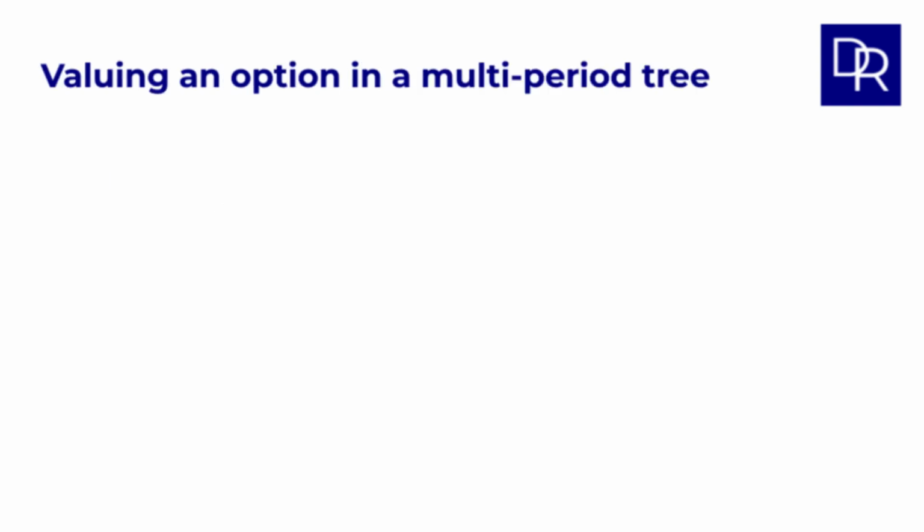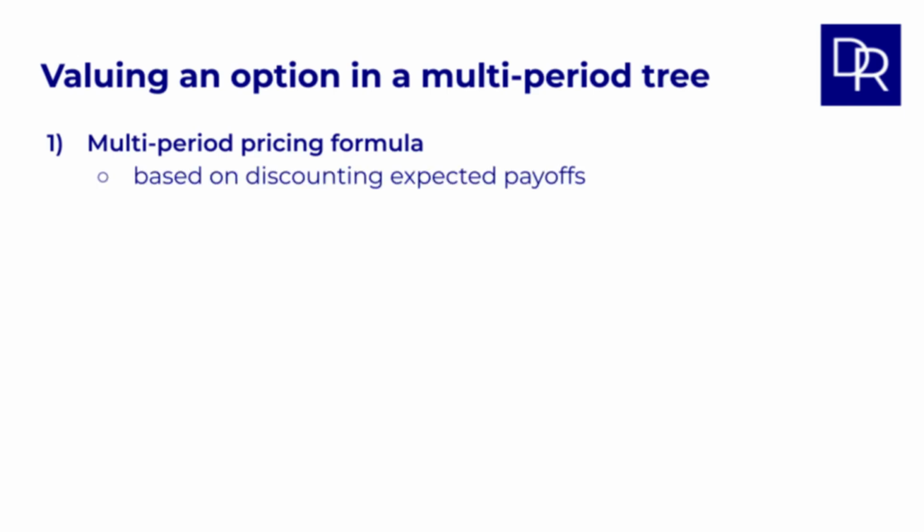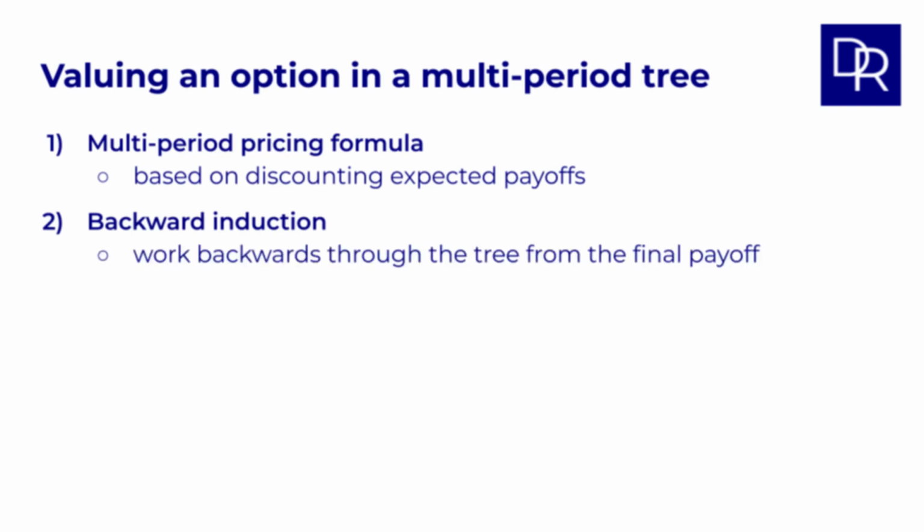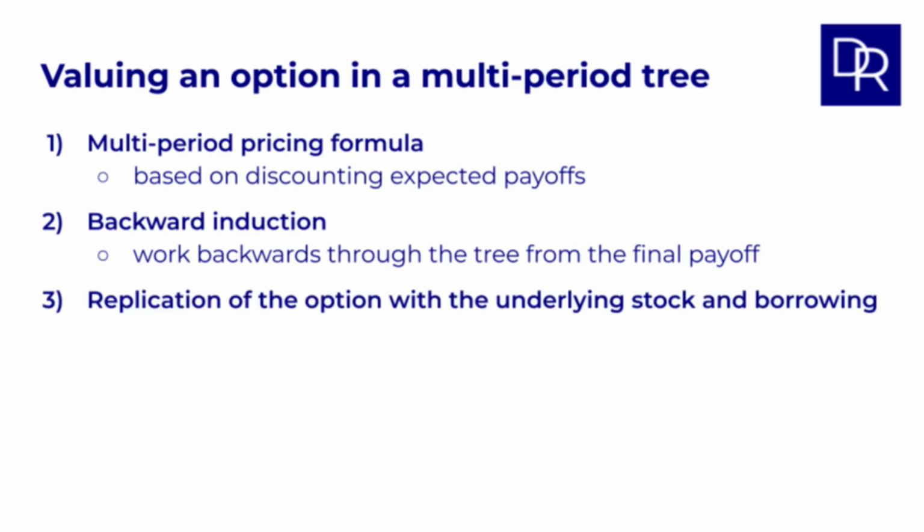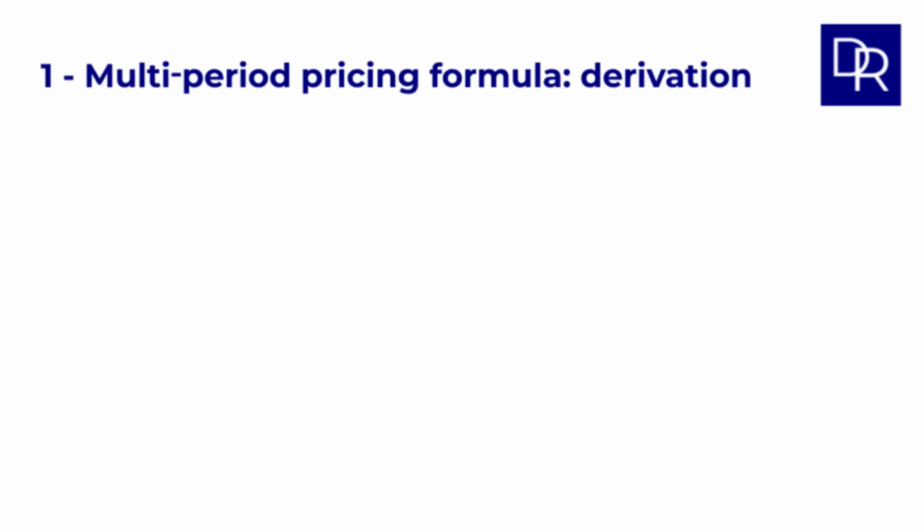We will now look at 3 ways to value an option in a multi-period binomial tree. First, we'll derive a multi-period pricing formula based on discounting expected payoffs. Second, we'll see how we can use backward induction to work backwards through the tree from the final payoff. And finally, we'll use replication of the option with the underlying stock and borrowing. So, we'll start with the derivation of the pricing formula.